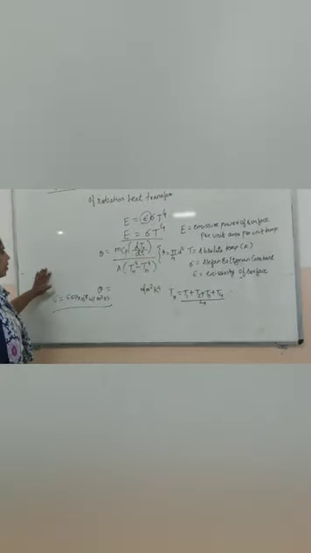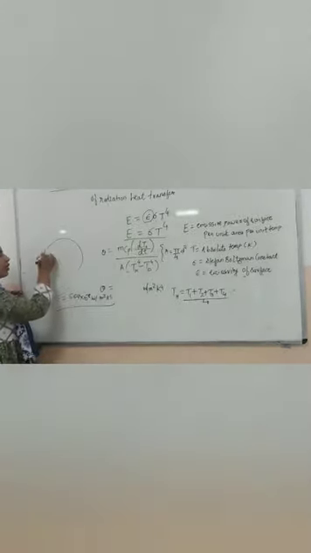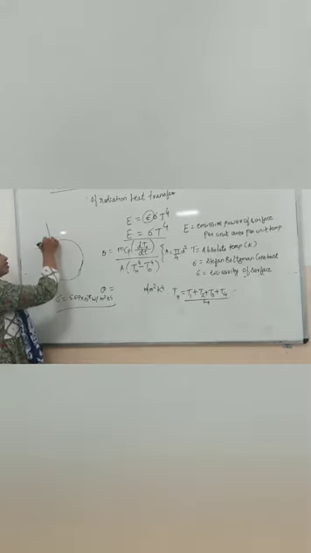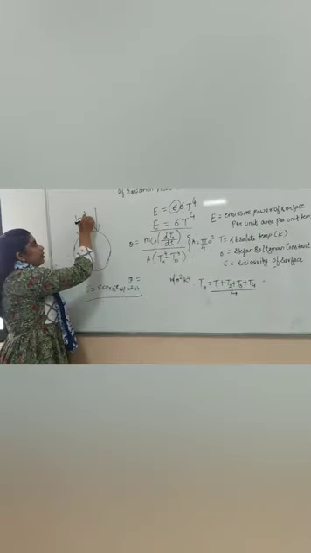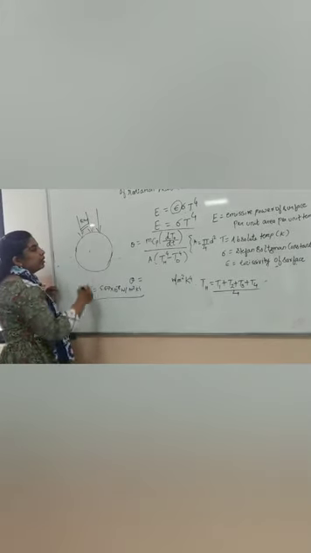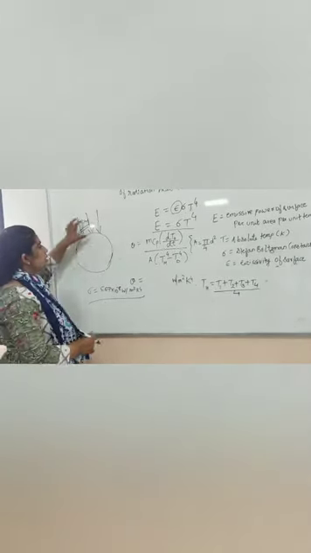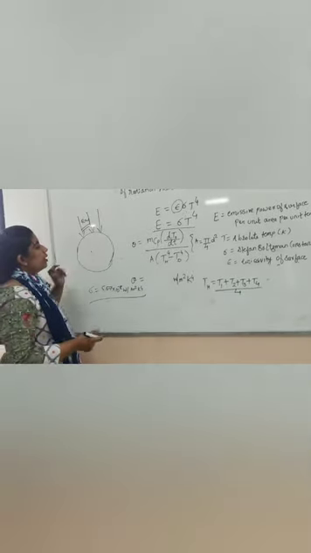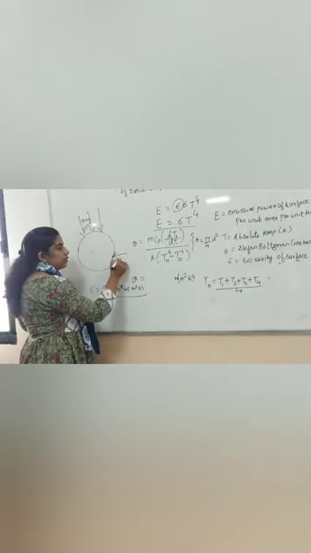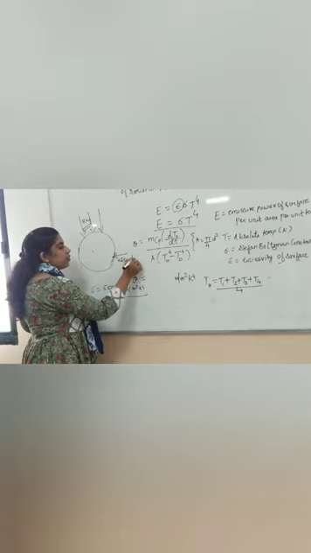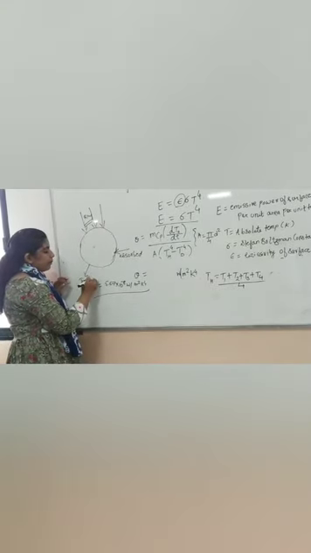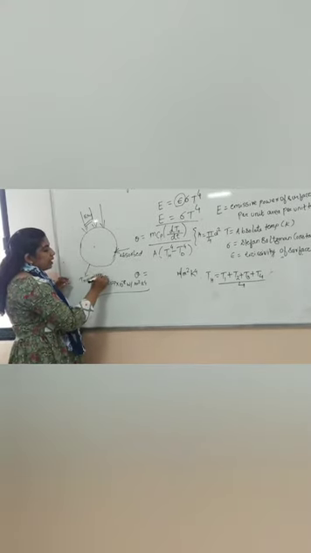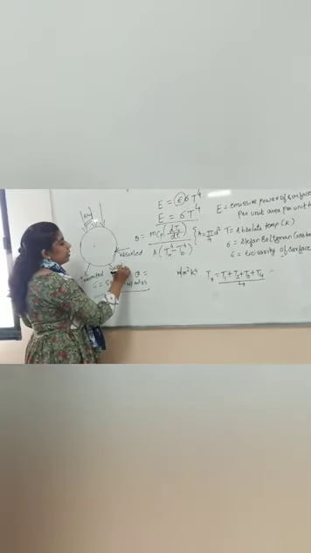So why is this 1? Because suppose we are considering one body and some incident radiations, some incident rays, fall on that body. What happens when some rays are incident on any body? Some rays are absorbed, some rays are transmitted, and some rays are reflected.